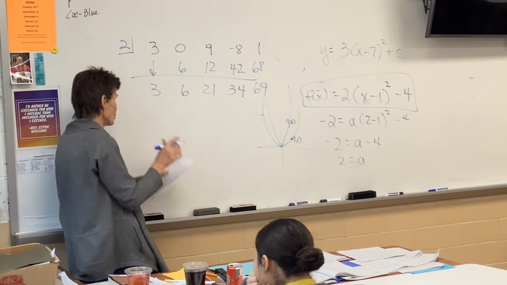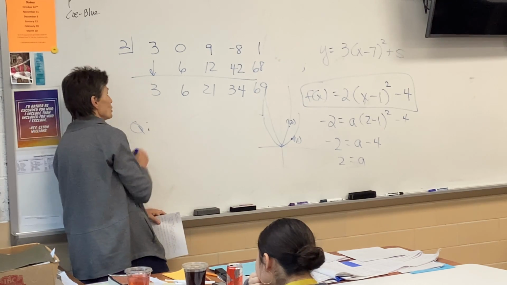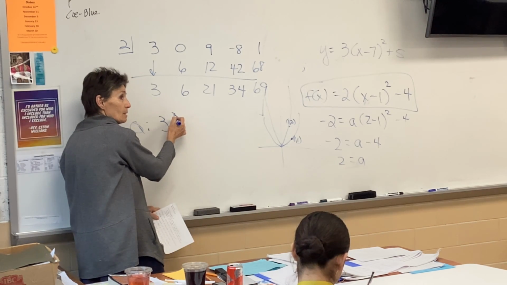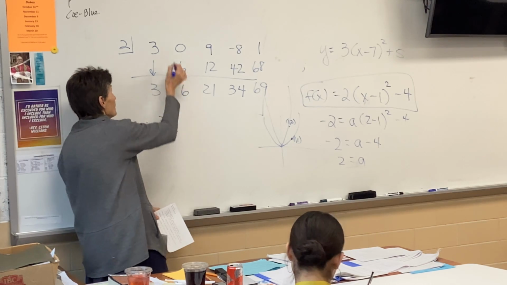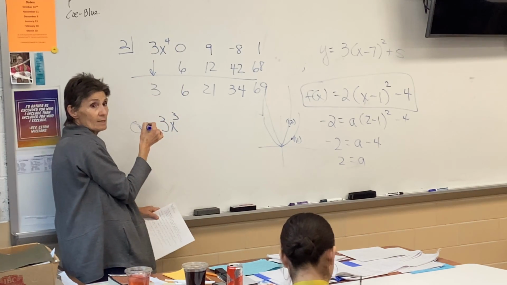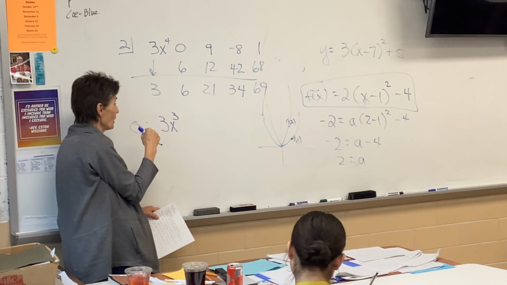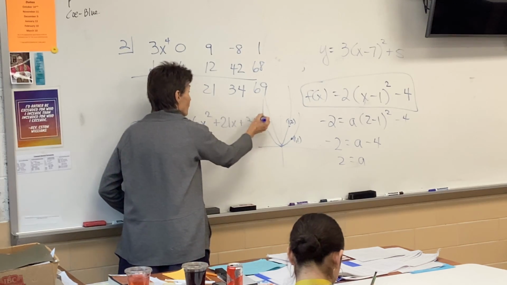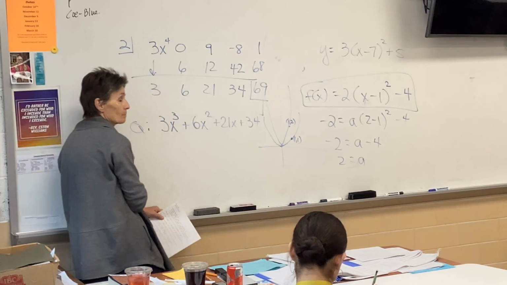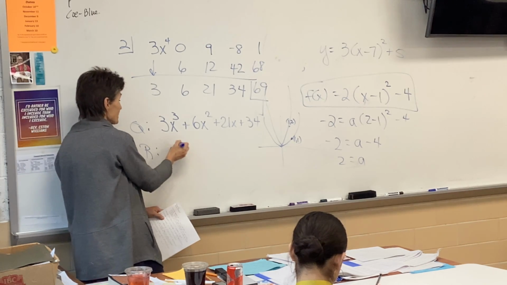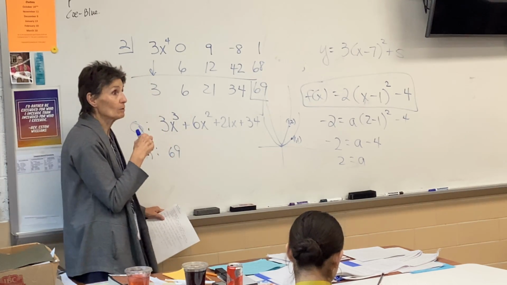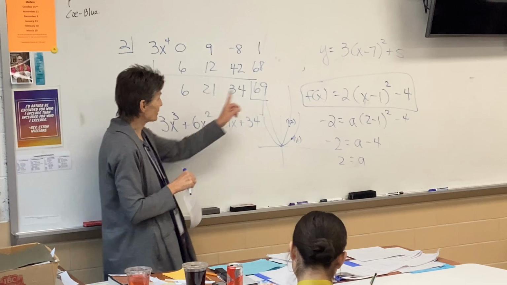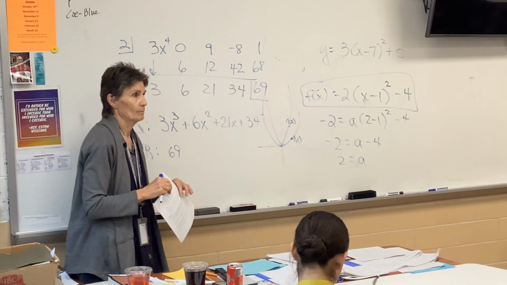So I need to find the quotient and the remainder. So what's my quotient? 3x cubed. Why is it x cubed? Because the original was x to the fourth, and I go down one. So 3x cubed plus 6x squared plus 21x plus 34. And then my remainder is 69. Clearly, x minus 2 is not a factor, because if it had been a factor, that number would be 0. And it's not.